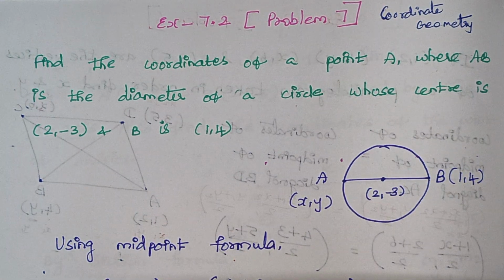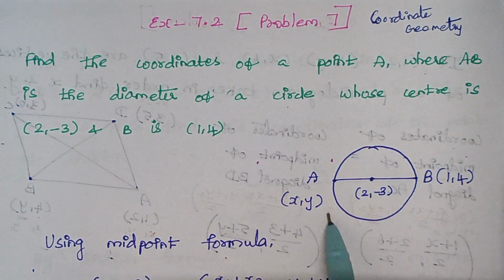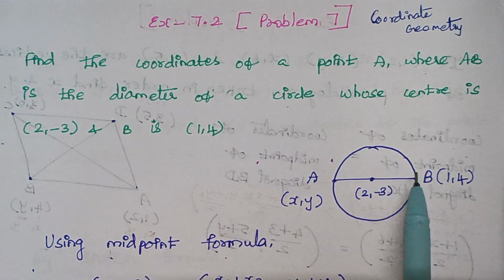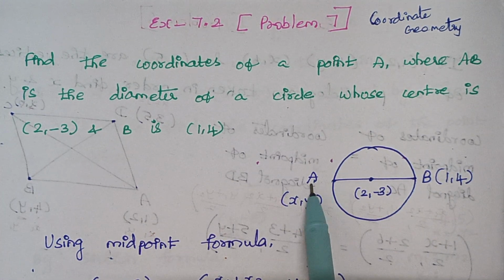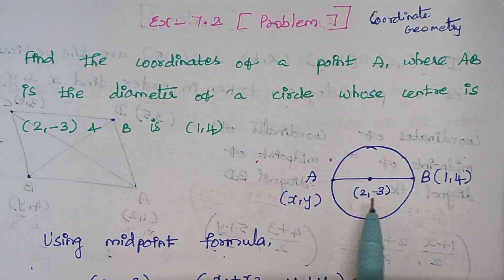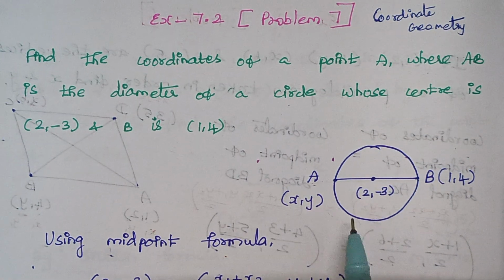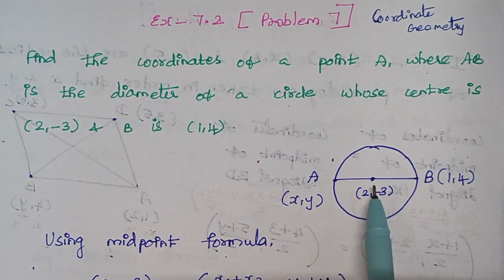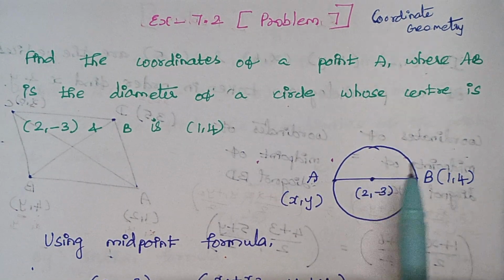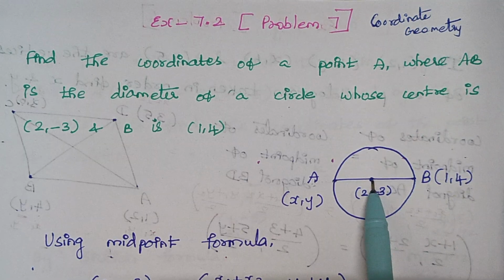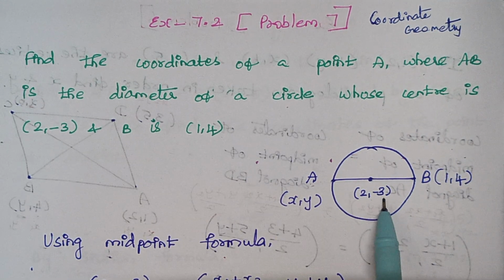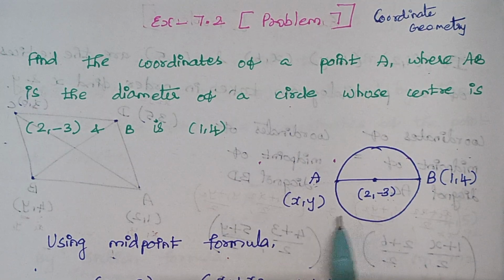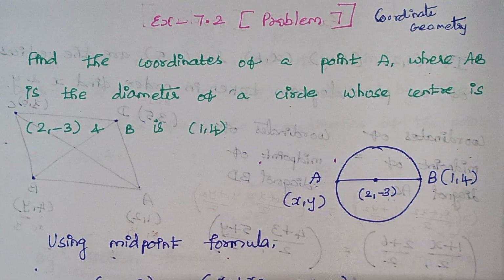So here we are going to discuss a circle. So this is the circle and the diameter is given. Here we need to find the point A, that is, the coordinates of point A provided the other end is given. B is 1, 4 and the midpoint, or the center of the diameter, is given. It is 2, minus 3. So we have to find the coordinates of A.